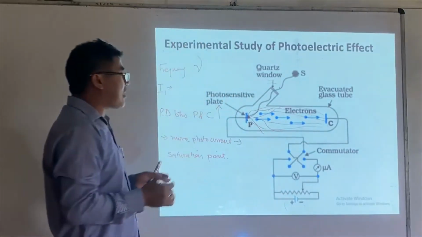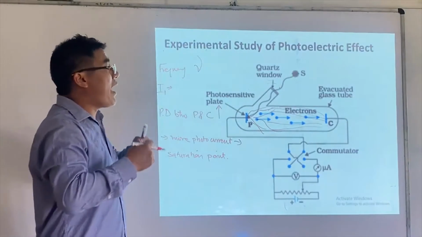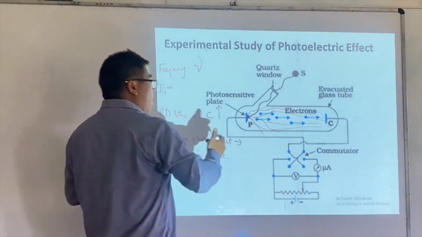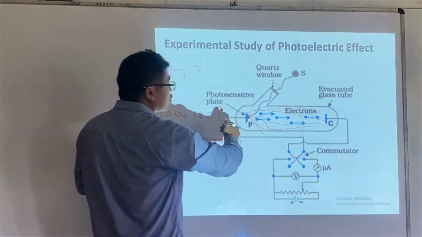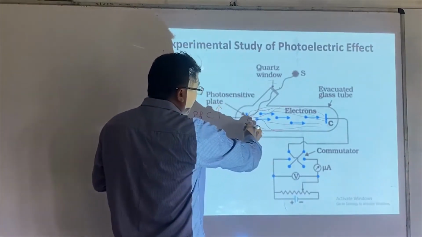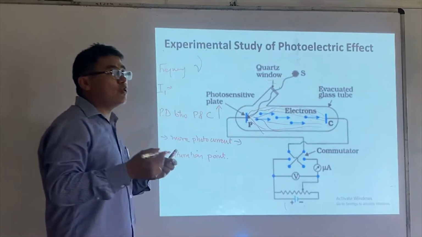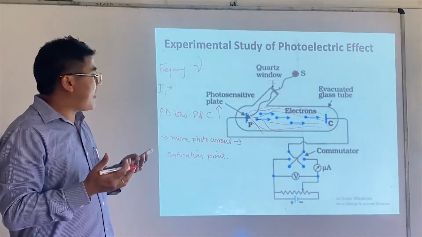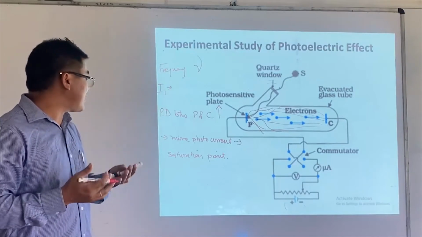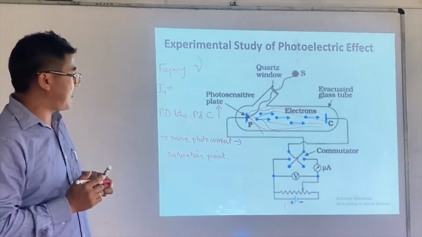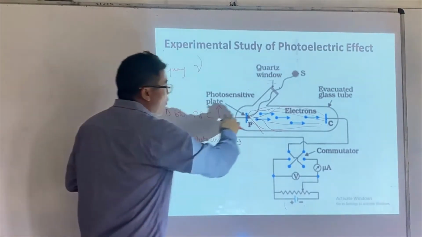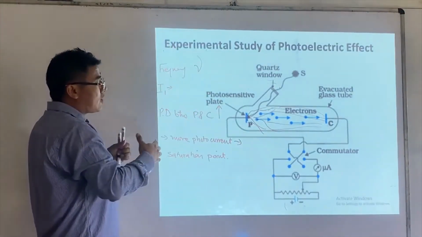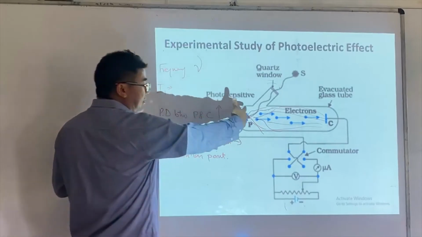So more and more electrons could reach C by applying potential. Once all the electrons from P reach C, there is no further increase in photocurrent, even if I increase the potential difference. I am going to explain why there is an increase in the photocurrent.